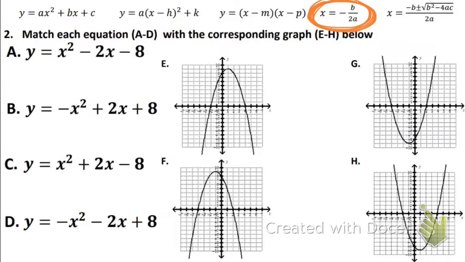Looking at the graphs, how do I find the axis of symmetry? It's going to go right through the middle, right through the vertex. And I'm looking at the x part of that ordered pair. So I'm looking at my graphs first. Where is this axis of symmetry at? 1. All right, so that is x equals 1.